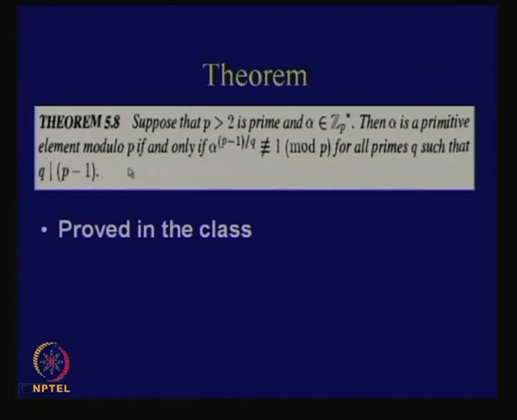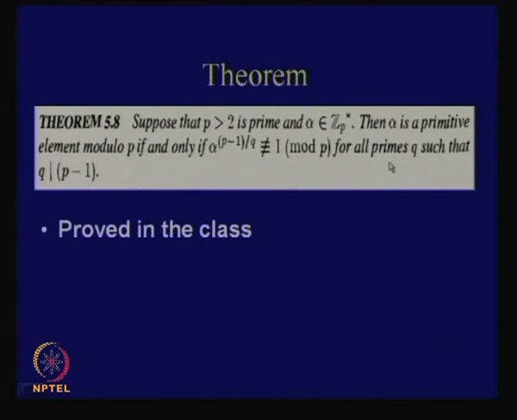So how can I prove this result? One part is quite clear, because if alpha is a primitive element, then obviously p minus 1 by q, being smaller than p minus 1, this can never be equal to 1, because in that case alpha is not a primitive element, right? The other thing that needs to be proved is that if alpha to the power of p minus 1 by q is not equal to 1 for all such primes, then alpha is a primitive element, right?